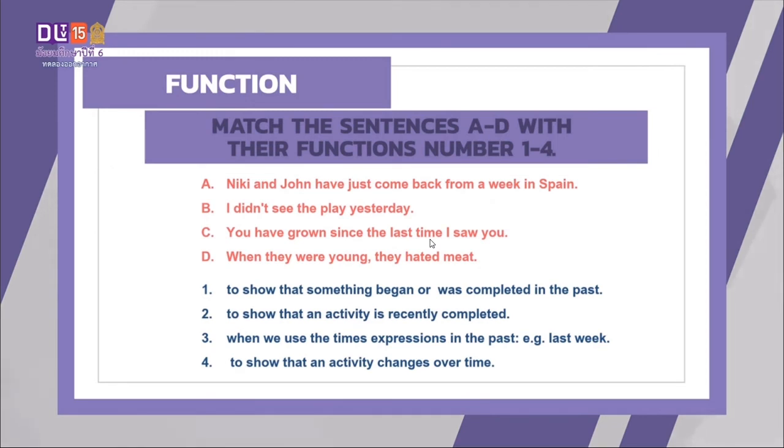It's time to check the answer together. Okay? I will show you the answer. Okay, right? When they were young, they hated meat. We match with number 1, to show that something began or was completed in the past, right? Okay, for number 2, A, B, C. Tell me. Number 2, A, very good. Nikki and John have just come back from a week in Spain. Okay, we match with 2, to show that an activity is recently completed.